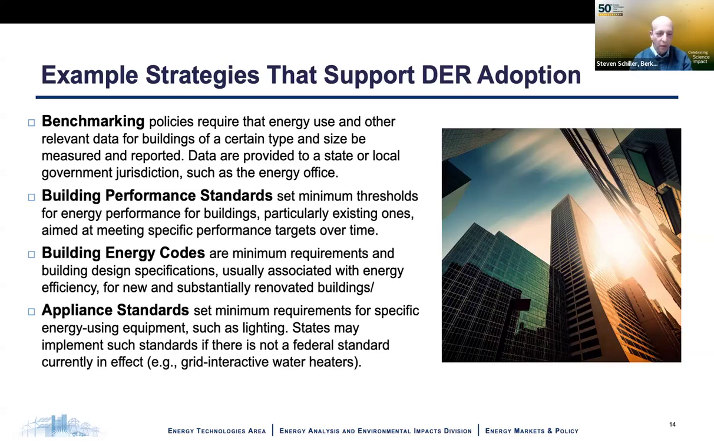For building performance standards, these again, voluntary or mandatory, set minimum thresholds for performance of buildings, particularly existing ones, whereas the energy codes tend to be associated more with new construction or as a result of doing major renovations to existing buildings. And then appliance standards for particular pieces of equipment, such as refrigerators or lighting. And these can be done by states as well as by the federal government. States can do so if there's not already a federal standard currently in effect.